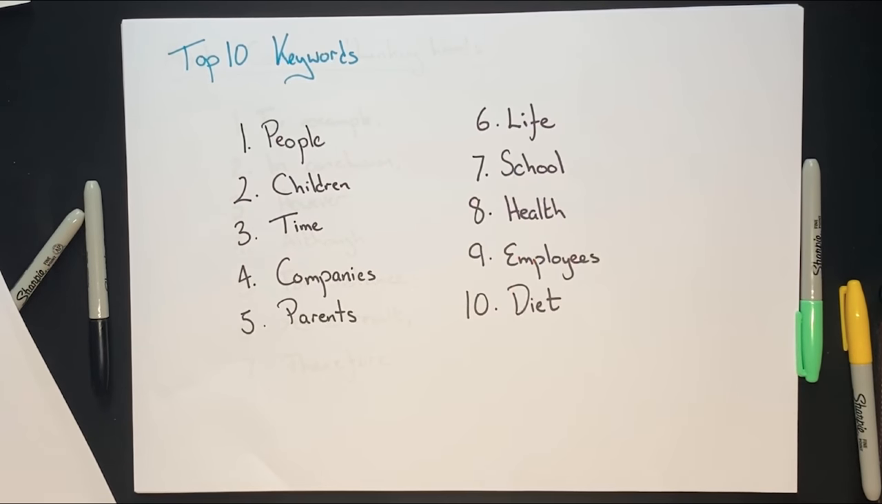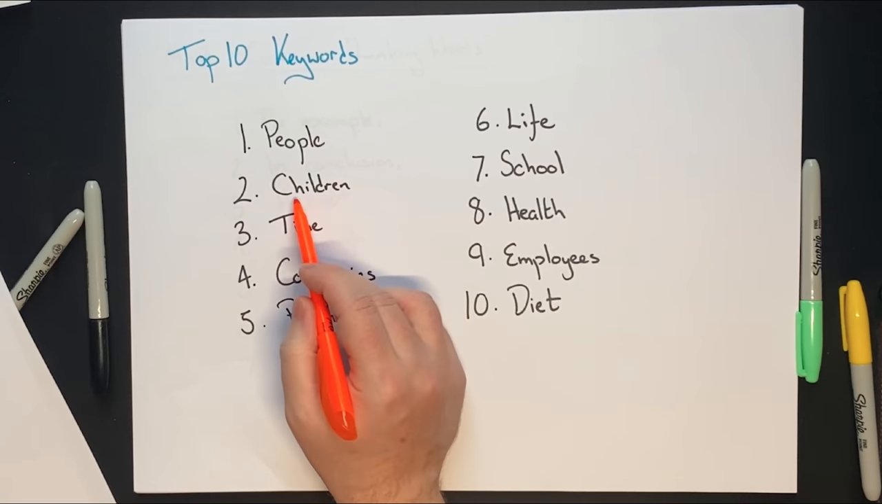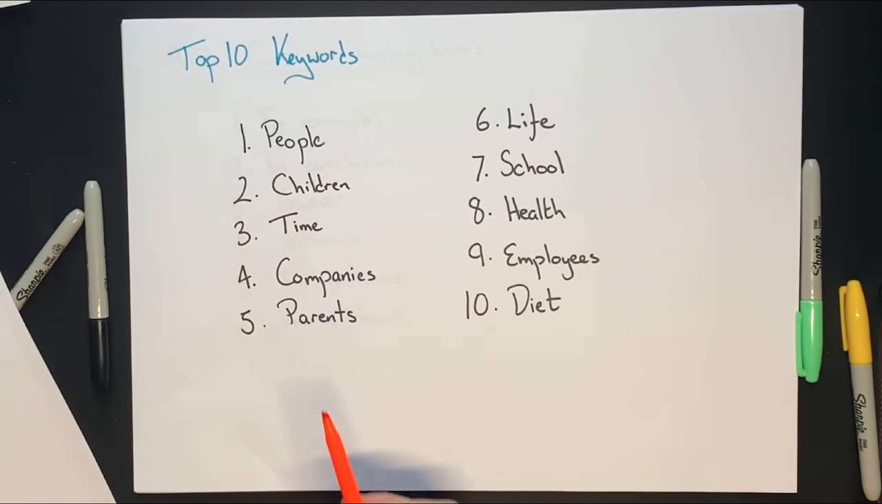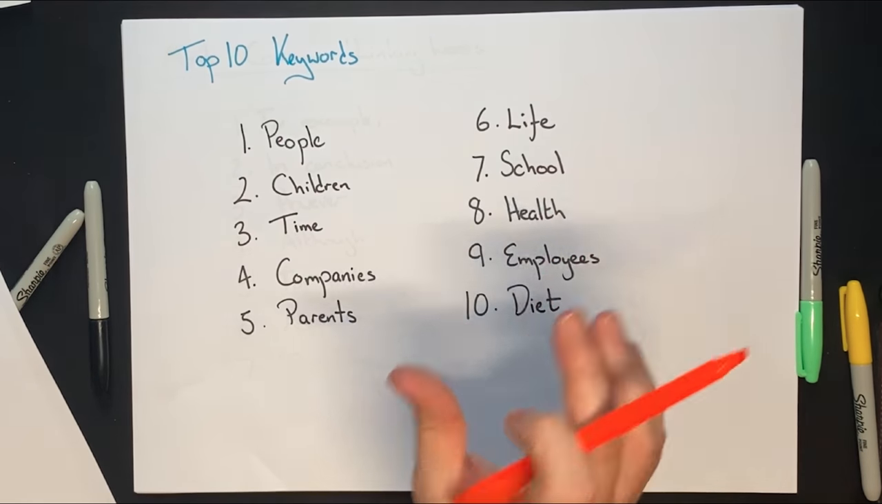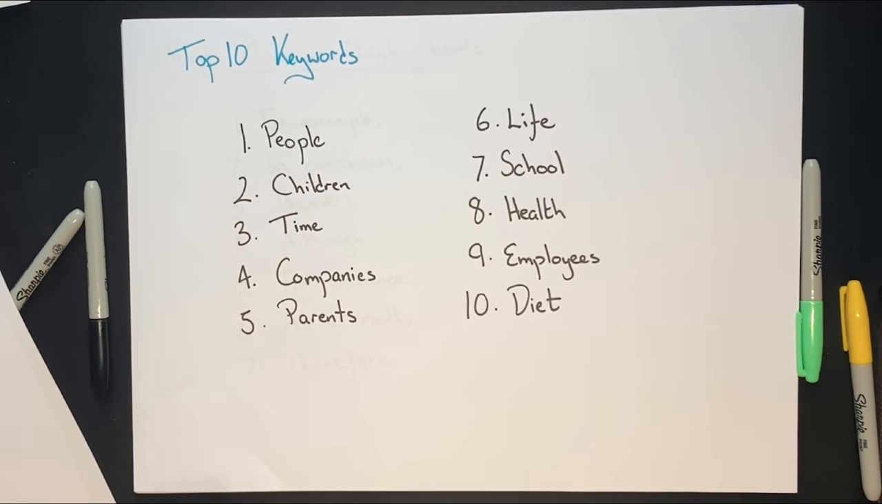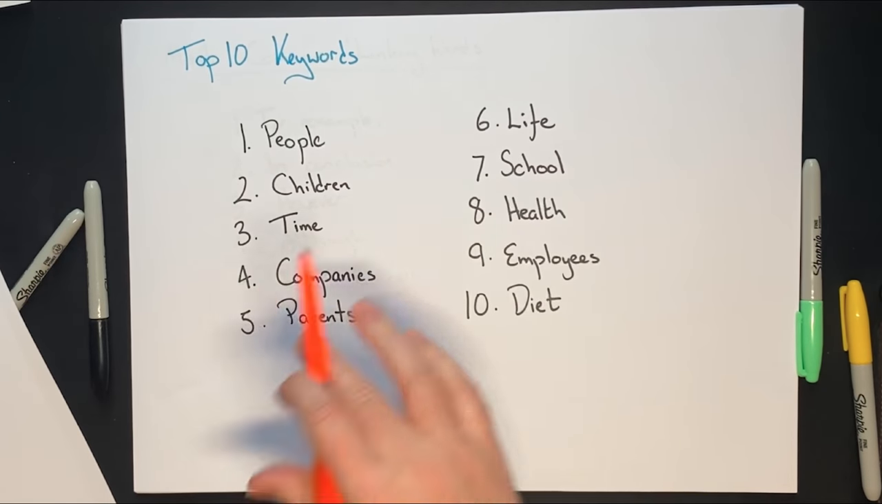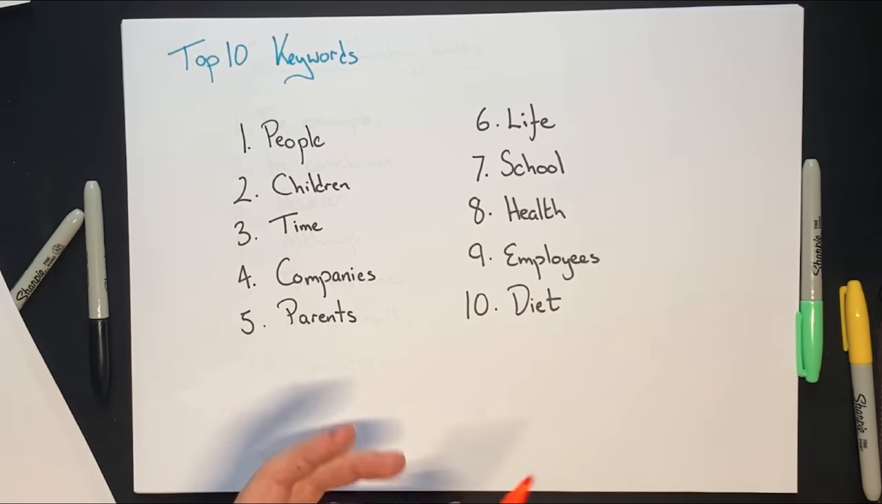Most of these are very topic specific. So you'd say education, that could also be health. Parents, education, health as well. School, education, health. Diet, health. What are the two most common task two topics? Education and health.